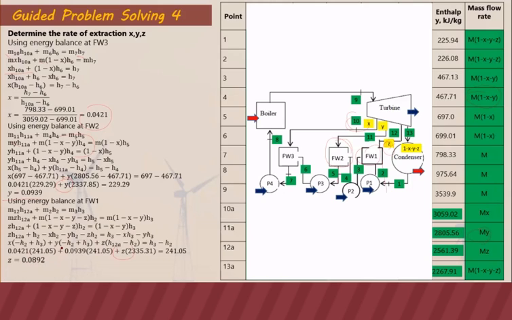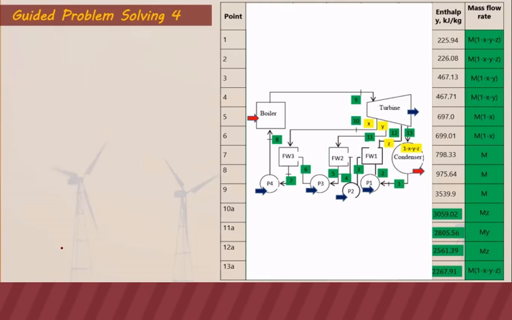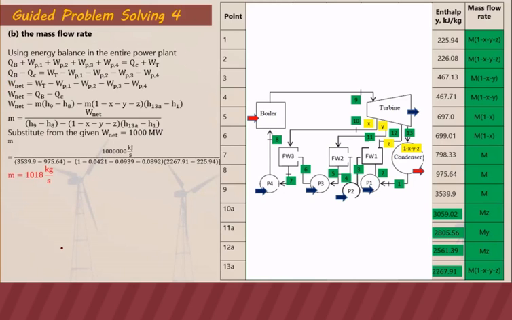So our z will be 0.0892. So from that, therefore, our rates of extraction are x is 0.0421, y is 0.0939, and z is equal to 0.0892. So that is one of the unknowns from the problem. The next unknown is the mass flow rate.